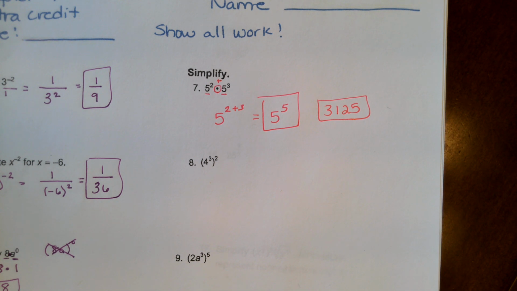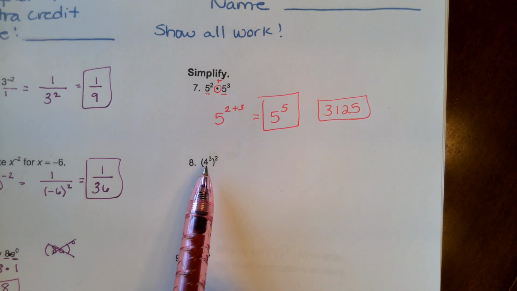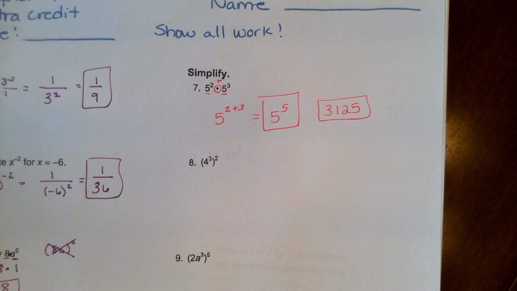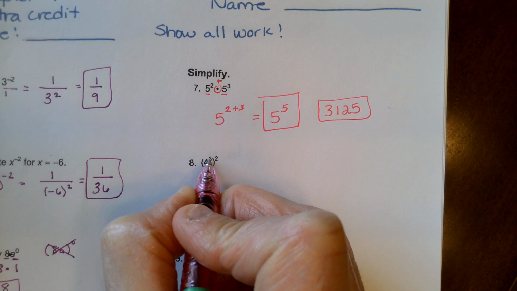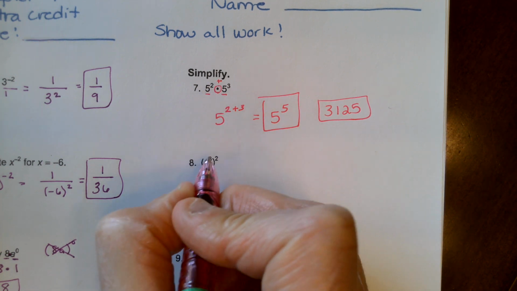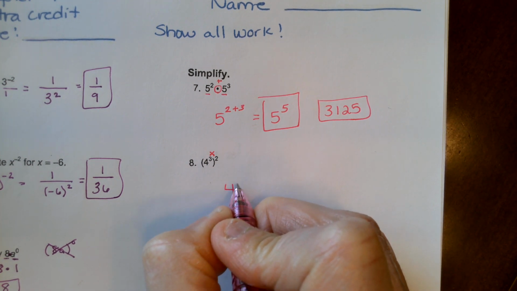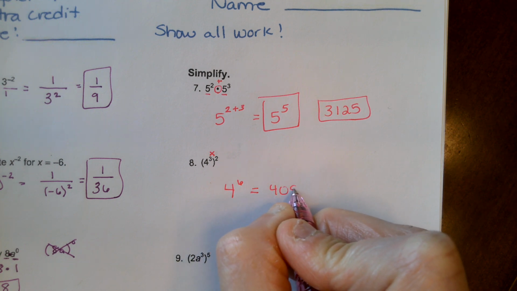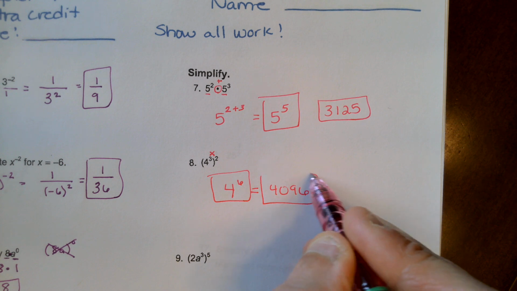Either would be acceptable. Now the difference here is I only have how many bases? 1. I have 4. Up here I had 2 bases, right here and here. Okay, so it's 1 base and it's raised power to a power. When it's a power raised to a power, we don't add, we multiply. So now I have 4 raised to the 6th power, or you can put that in expanded form, which is 4096. Either is 100% correct.